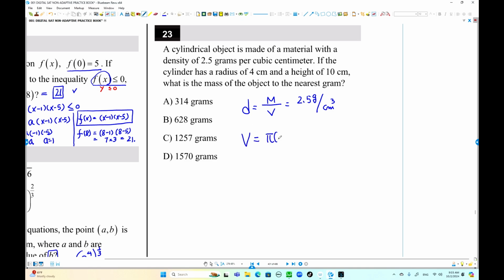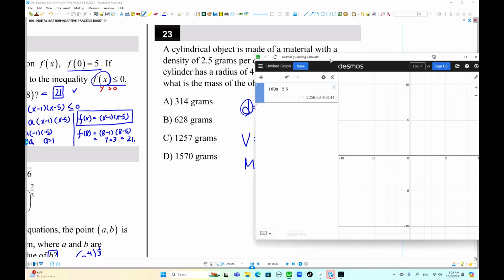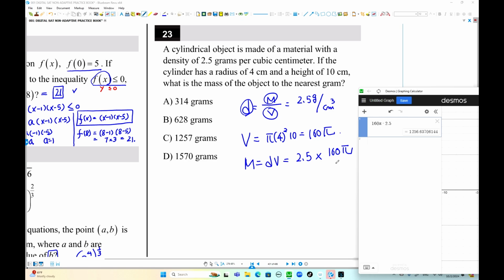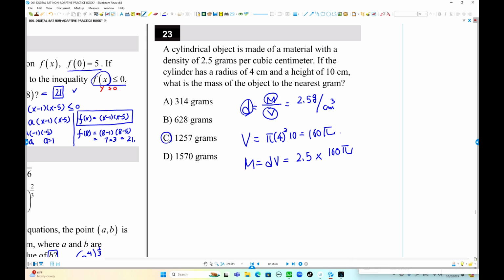Pi r squared times the height. That is 160 pi, right? So what is the mass? Mass is what? Density times volume, okay? So m equals density times volume. Density is 2.5, volume is now 160 pi. Okay, I'm going to use decimals over here. I calculated already to save time. Okay, 160 pi times 2.5 is 1256 or 1257. Okay, we got this number, right? Okay.